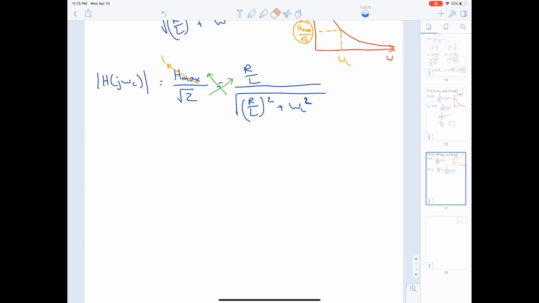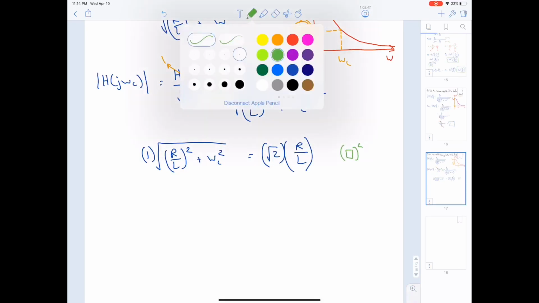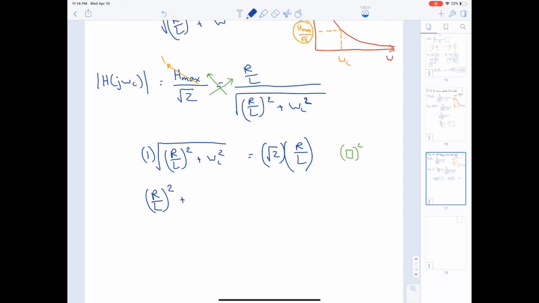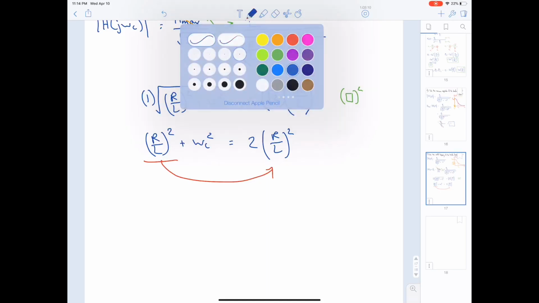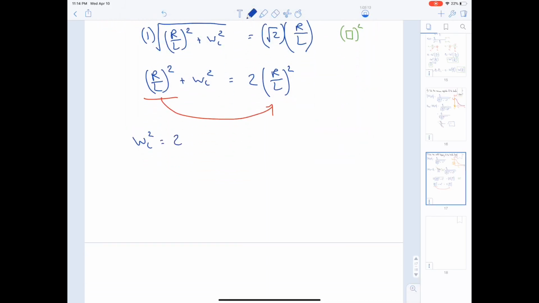Okay, so after we cross multiply, we will get 1 multiplied by the square root of R over L squared plus omega c squared equal to square root of 2 multiplied by R over L. Next step is to square both sides. This will give us R over L squared plus omega c squared equal to 2 R over L squared. Next, putting this on the other side will give us omega c squared equal to 2 R over L squared minus R over L squared.